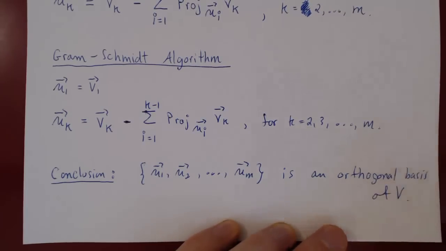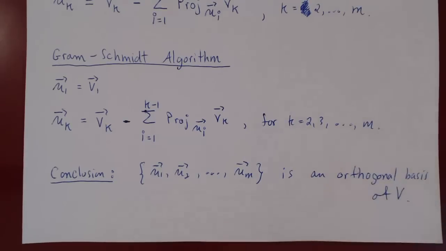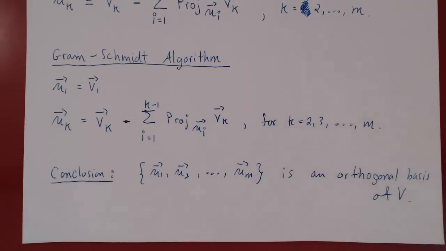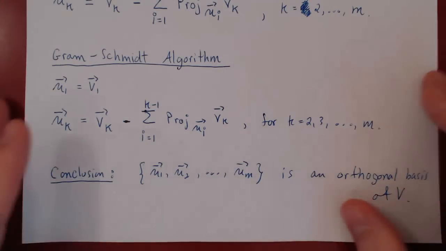Of the original vector space V. And that's the Gram-Schmidt algorithm. Let's do one example of finding an orthogonal basis for a plane in R3 passing through the origin. But the algorithm works for any basis of any vector space.